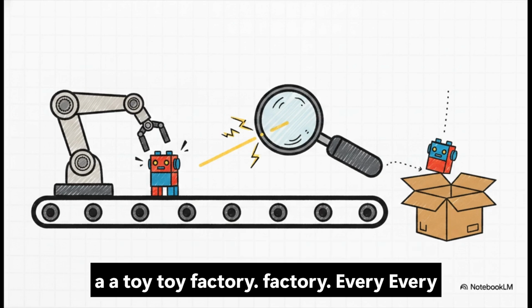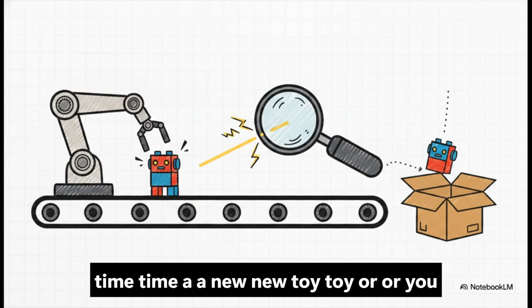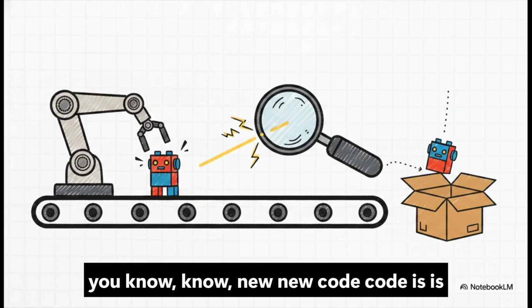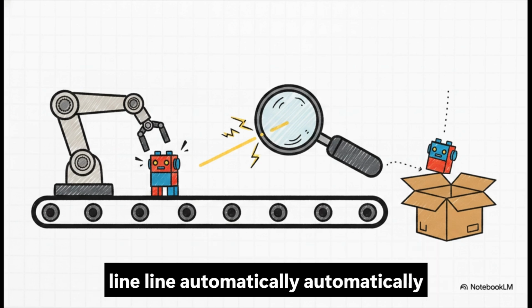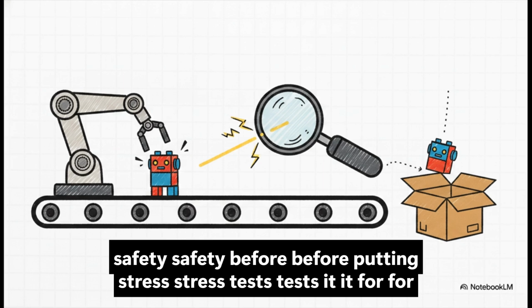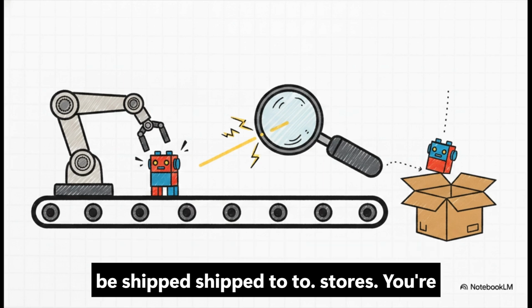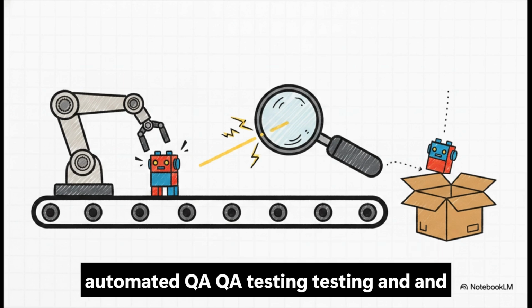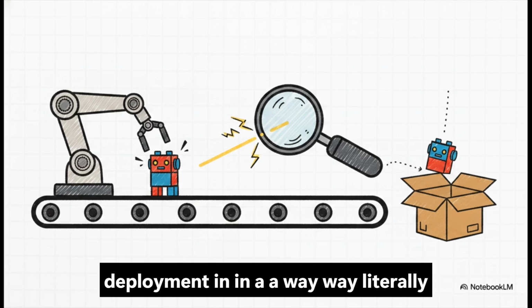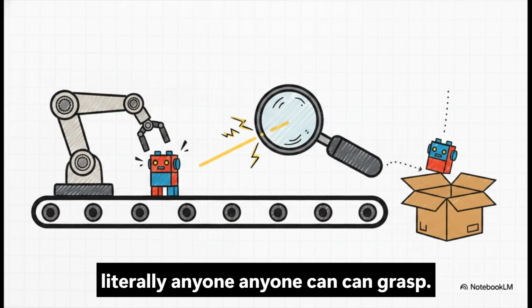To instantly prove you can translate complex technical workflows into plain, accessible language for your business stakeholders, use an automated assembly line analogy. CI/CD is honestly just like a toy factory. Every time a new toy, or new code is built, the assembly line automatically stress tests it for safety before putting it in a box to be shipped to stores.